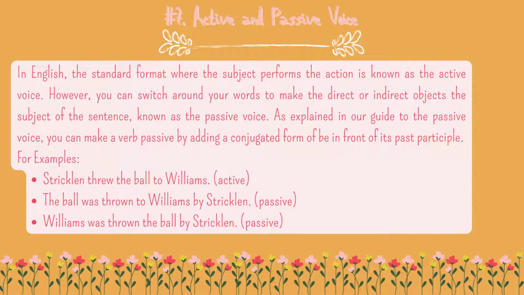Number 7. Active and passive voice. In English, the standard format where the subject performs the action is known as the active voice. However, you can switch around your words to make the direct or indirect object the subject of the sentence, known as the passive voice. As explained in our guide to the passive voice, you can make a verb passive by adding a conjugated form of be in front of its past participle.